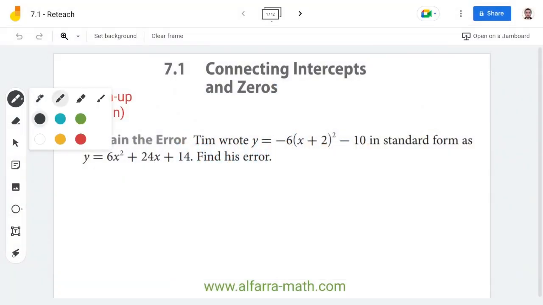Today we're going to start a new module, module 7, and we're going to start the first lesson of this module, which is 7.1, connecting intercepts and zeros.